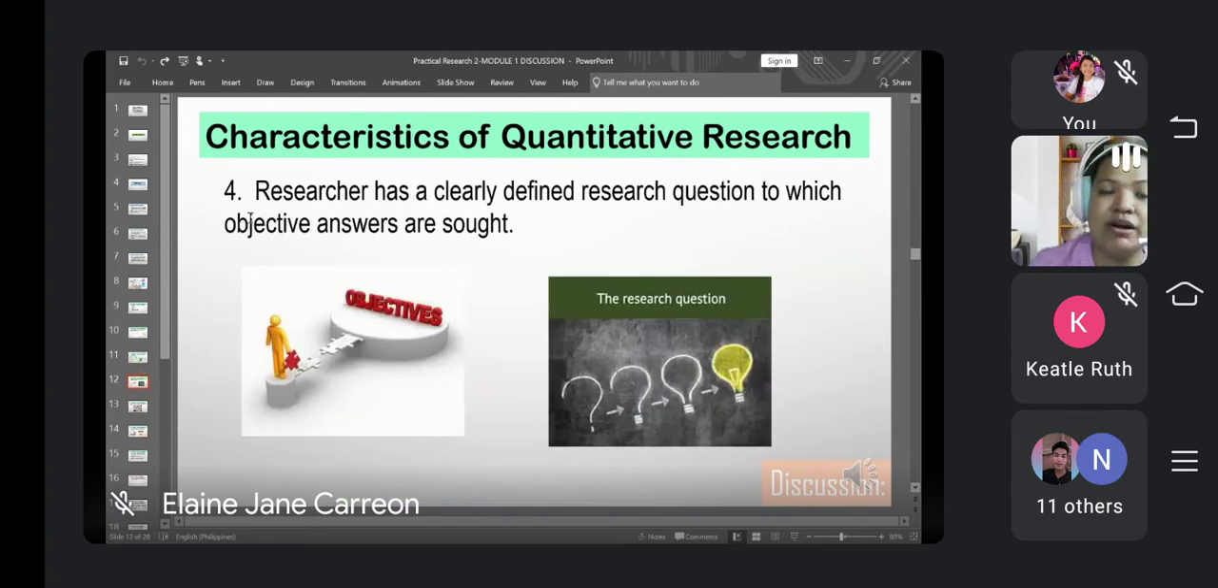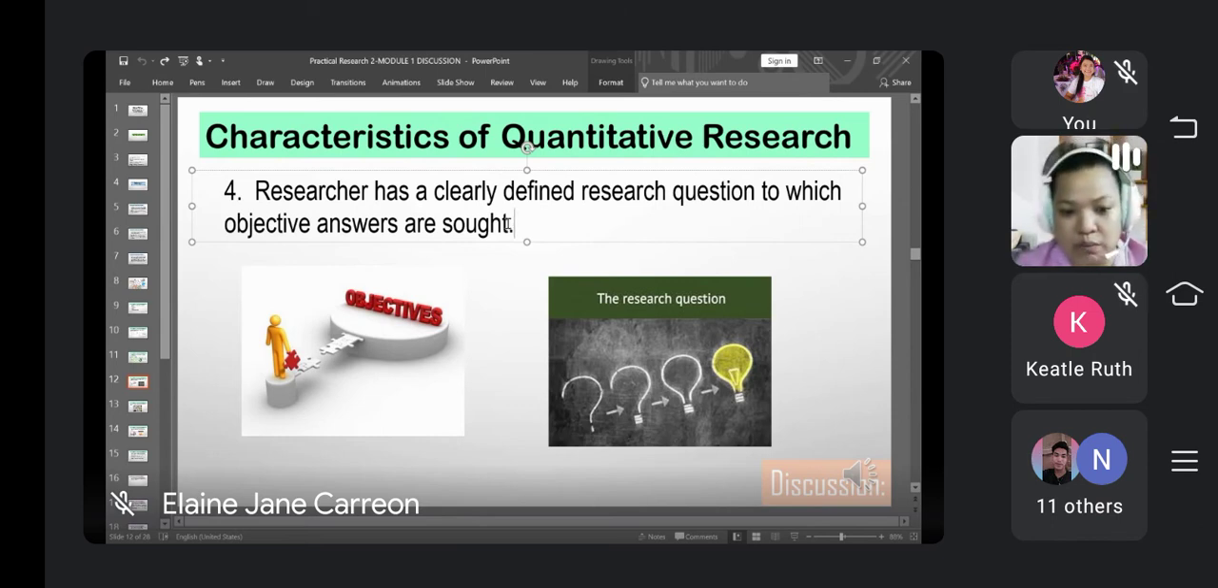Okay, next, number 4. The researcher has to clearly define research question to which objective answers are sought. So, one of the most important parts of the quantitative research is the research question. Makikita mo ang research question na yan sa iyong statement of the problem. So, isa sa mga pinaka-check ko ang statement of the problem na makikita sa chapter 1 ng research, kasi ito yung pinaka-outline ng inyong research. Kung wala ang research question, wala kayong problema. Diba? So, kailangan nandiyan yung mga yan.